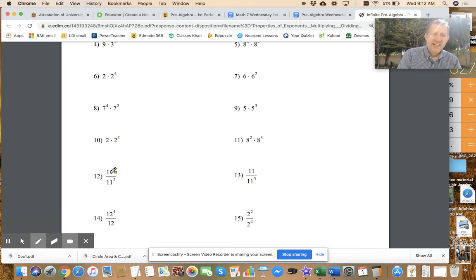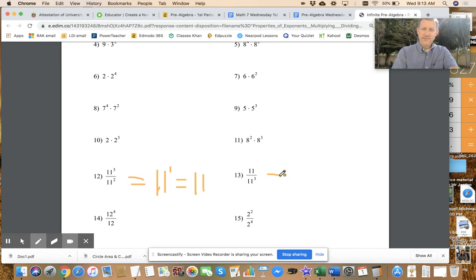Again, I have 10 to the third divided by 10 to the second. So we're going to subtract. What is 3 minus 2? 3 minus 2 is 1. So that's 11 to the first power, which means you're going to multiply 1 times 11 only one time. So we're left with 11.